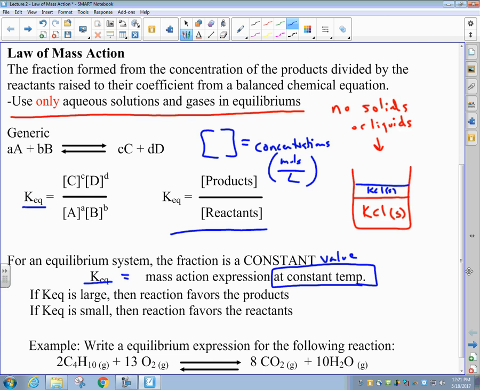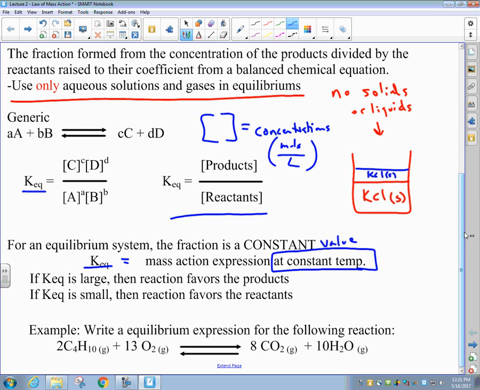So by having these concentrations at equilibrium, plugging them into the law of mass action and solving for KEQ, we can determine, do we have most of our material still on the reactant side and produce very little products, or vice versa. So let's practice a couple of things.